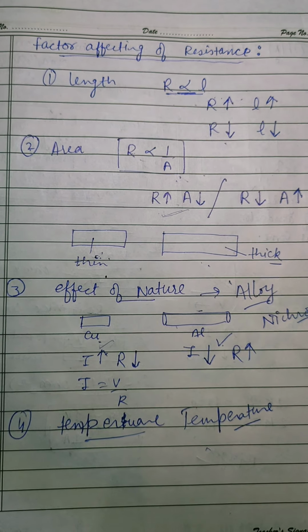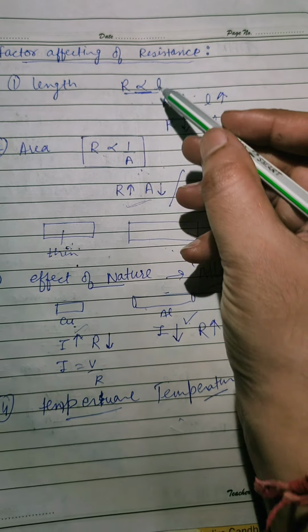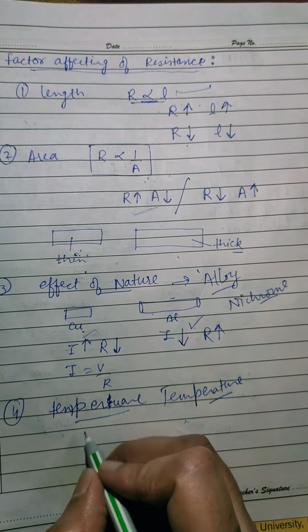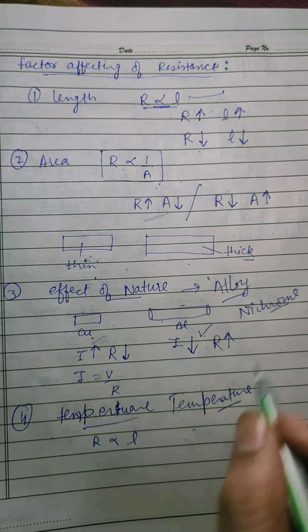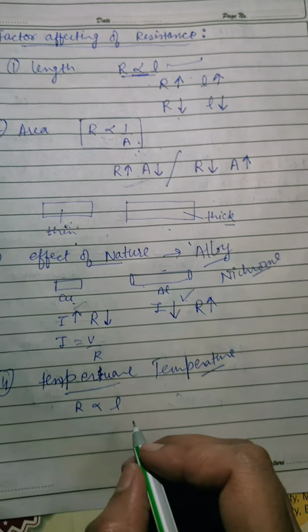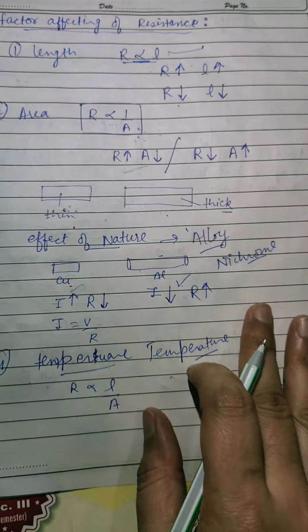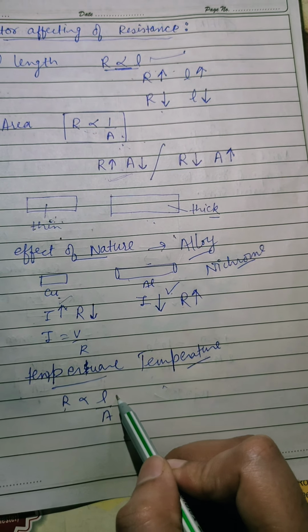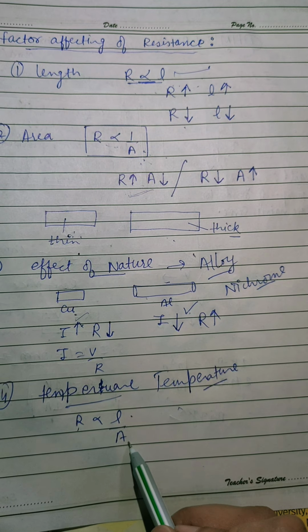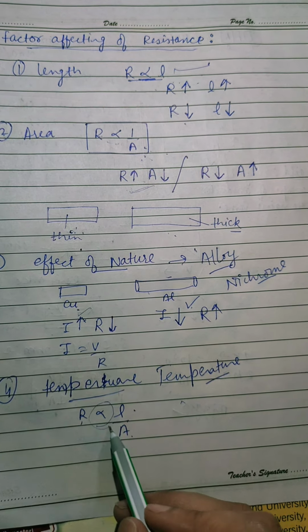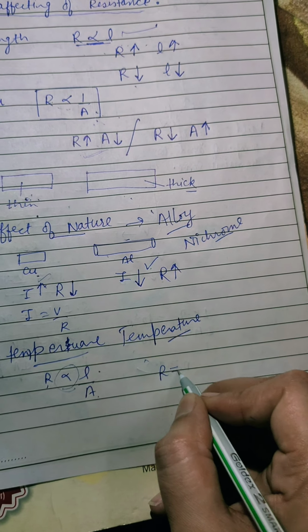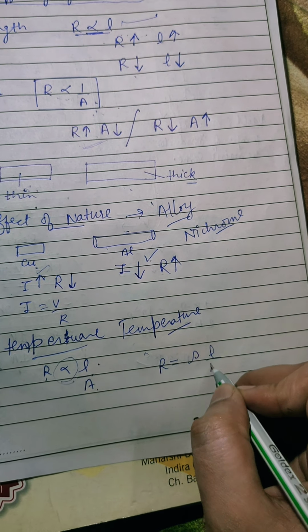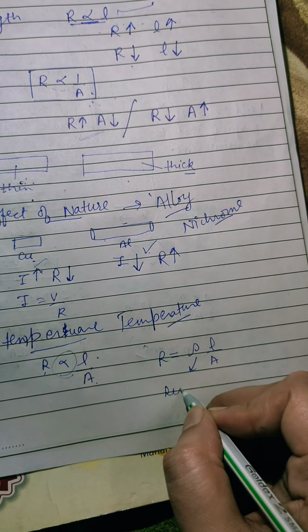From these factors, we find the resistivity term. R is directly proportional to L, and R is inversely proportional to A. So we get R directly proportional to L and inversely proportional to A. When we remove the proportion sign, we get a constant term, and that is rho. Here rho is resistivity.